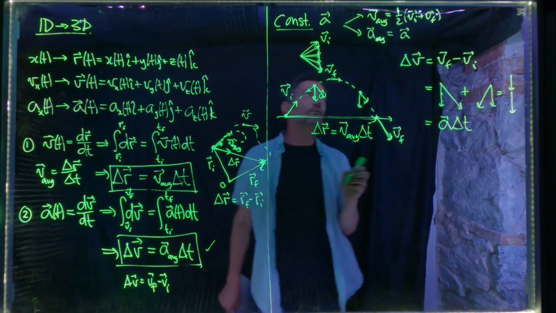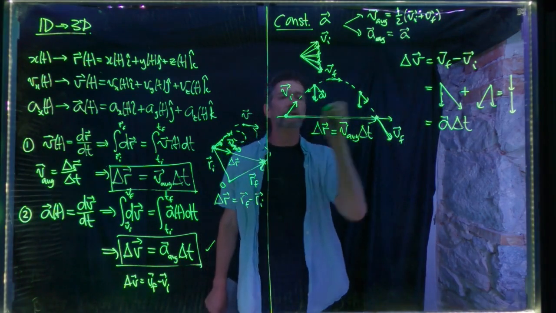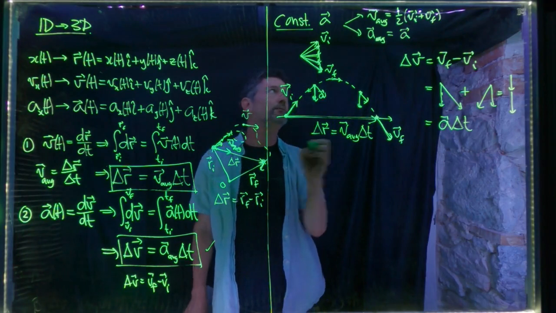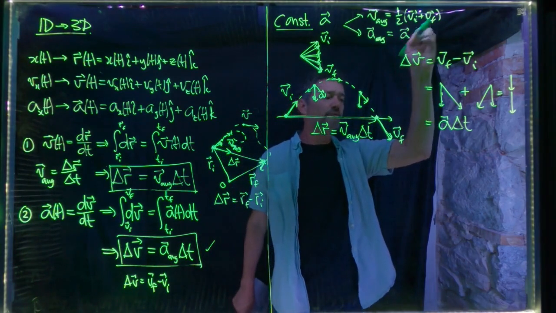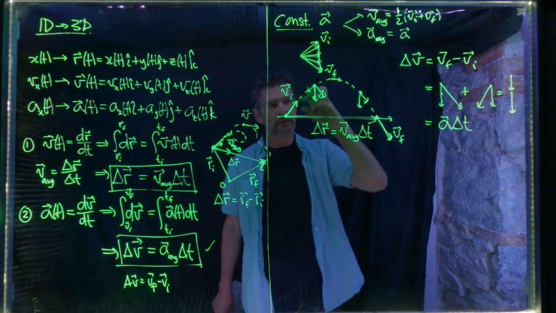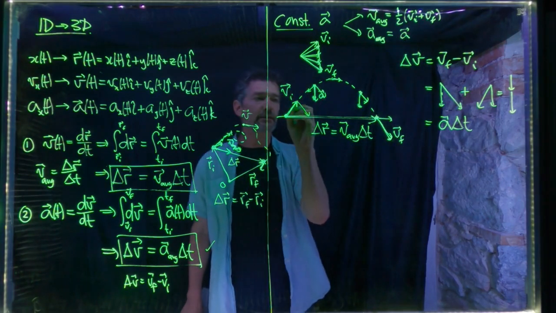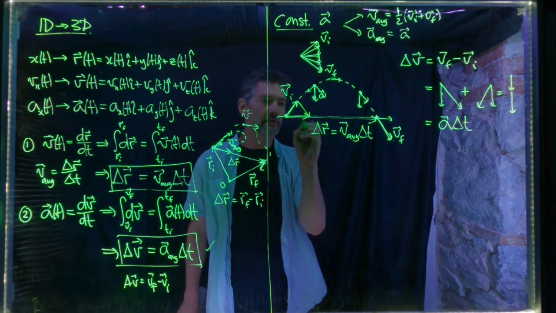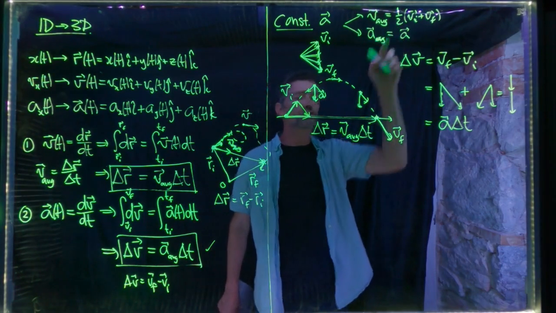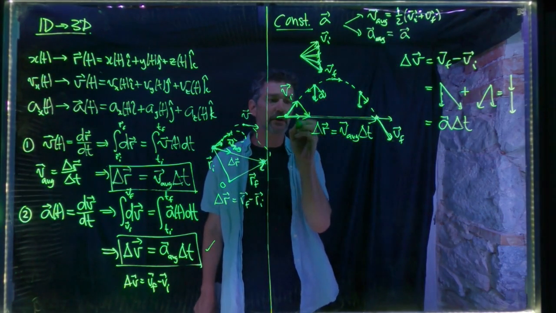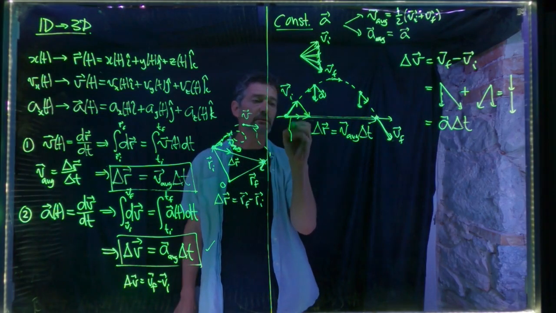So let's work out v average graphically. Take v initial, and then we want to add tip to tail v final. This is v final, put that here. The sum, v initial plus v final, is this vector. And then we divide by 2. So take that vector, divide by 2. This vector right here is v average.